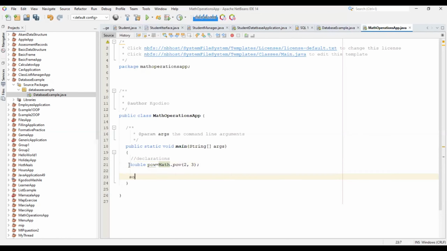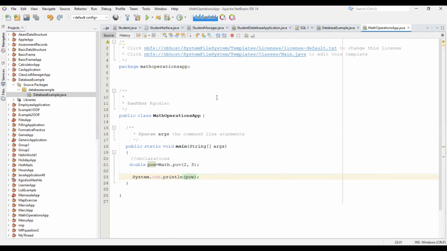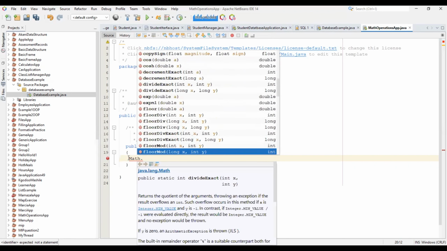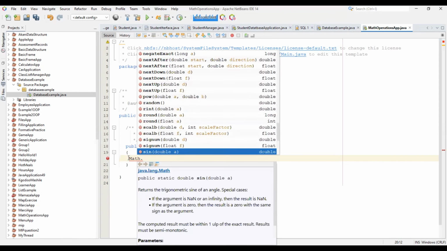In this case, System.out.println, and we're just going to say pow, and we want to see if we are able to yield the 8. And that is it, we are able to yield the 8 because 2 to the power of 3 is equivalent to an 8. I think that is the last one that I'm going to show you, but there are a lot. Just for the sake of the length of this video, I'm going to let you walk through this and have your time to explore all of these useful methods that you can get from this Math class.